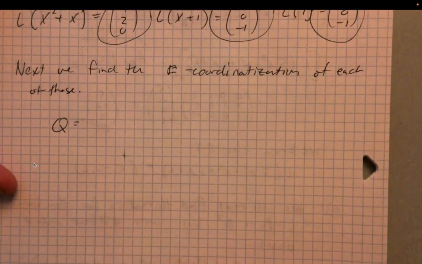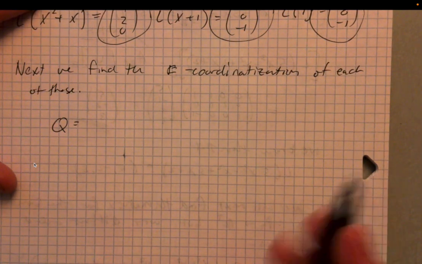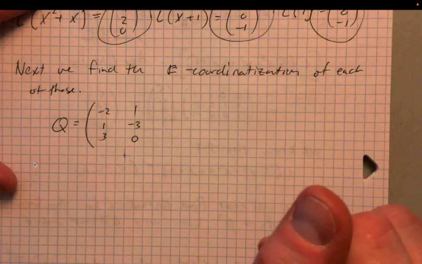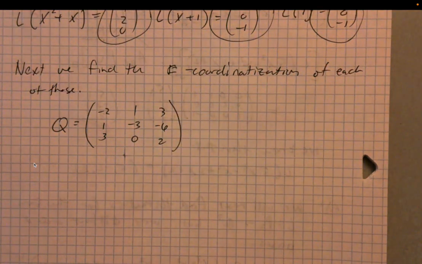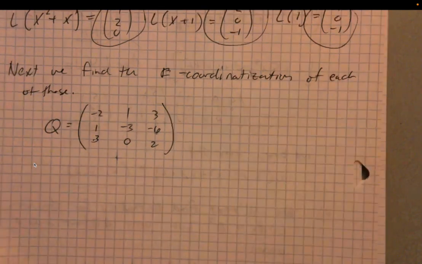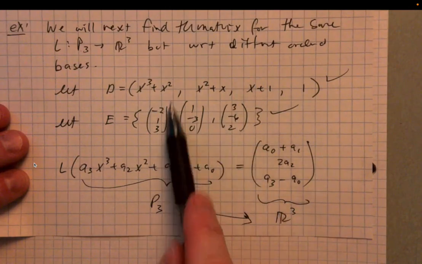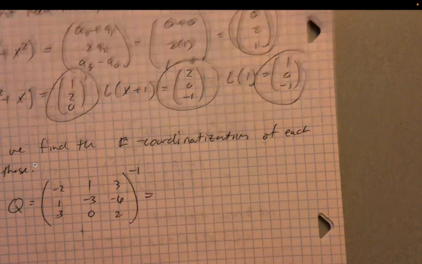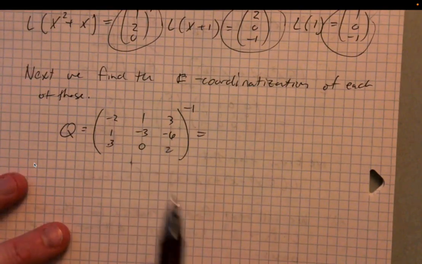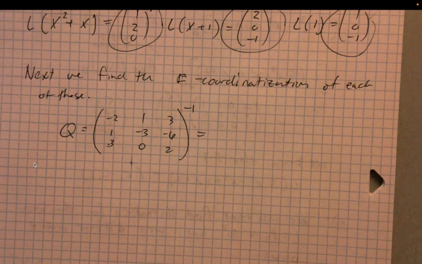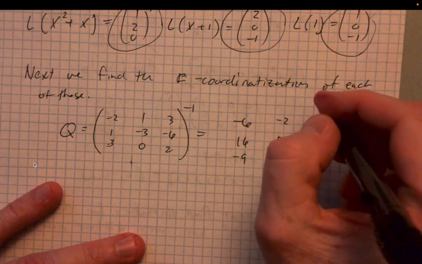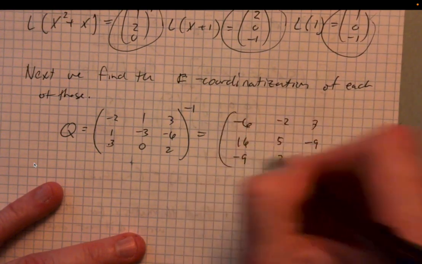Okay, and so Q is going to be, you take the transition matrix from the basis E to the standard basis C, and that's going to be negative 2, 1, 3, and then 1, negative 3, 0, and then 3, negative 6, 2. These are the basis vectors. If you flip back to the beginning, we defined E there. I take those basis vectors, plug them in here, and I really need the inverse of that. You just plug this into an augmented matrix and find the inverse, but it's not too difficult. And when you do, what you get is negative 6, 16, negative 9, and then negative 2, 5, 3, and 7, negative 9, 5. All right, so that's Q.